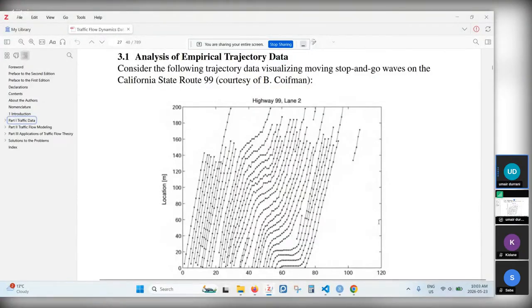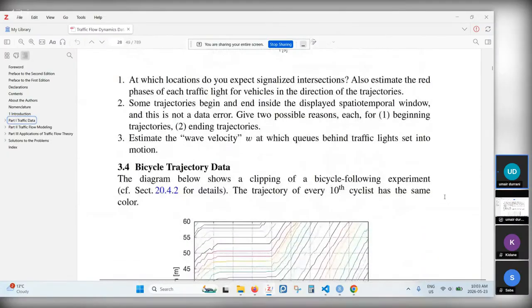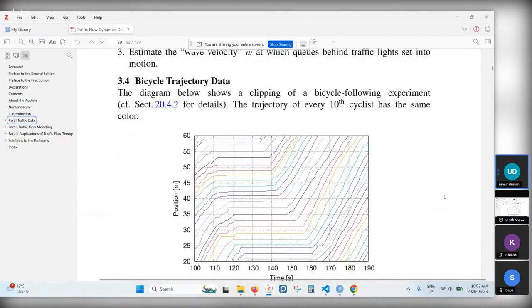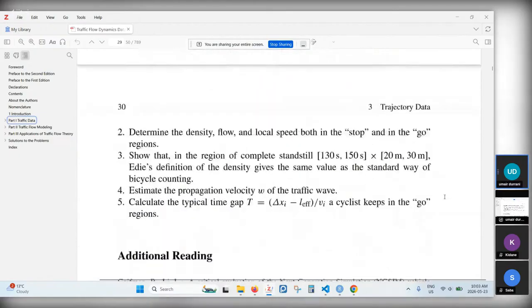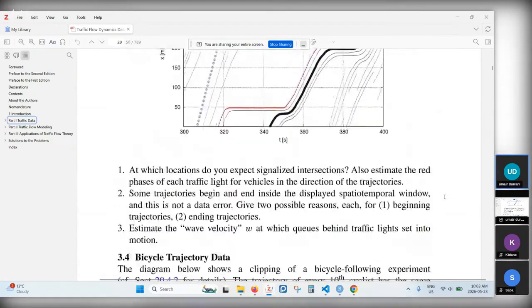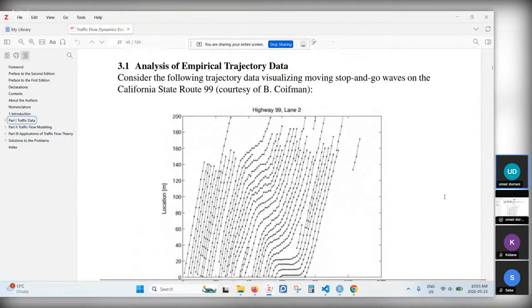So there are four sections of these exercises for trajectory data, and we are going to cover the first three. The fourth one is about bicycle trajectories. Since we have not covered the two-dimensional trajectory data, that's in the later part of the chapter, we are not going to discuss this section for now. Whenever we cover that, we'll come back to these exercises. So we'll start with the very first one.